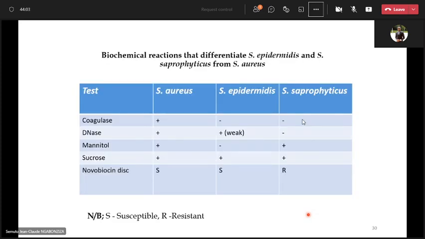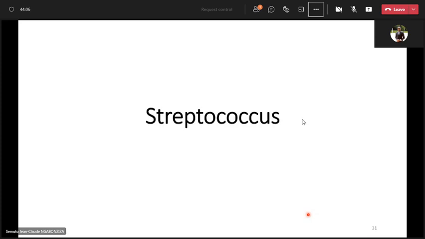Any question about Staphylococcus? Any question about Staph? If no question, we can move forward with the second genus.